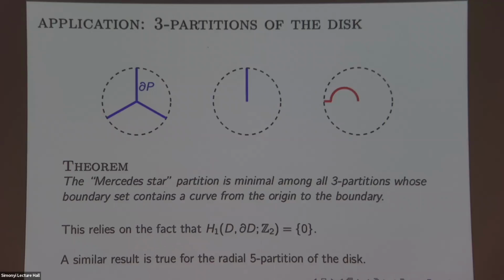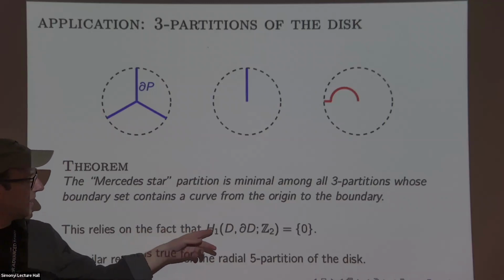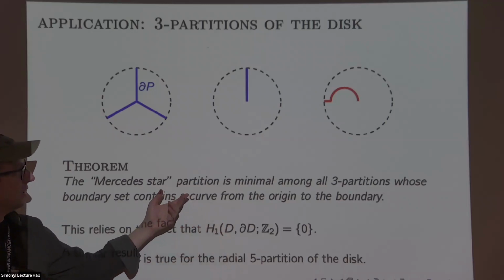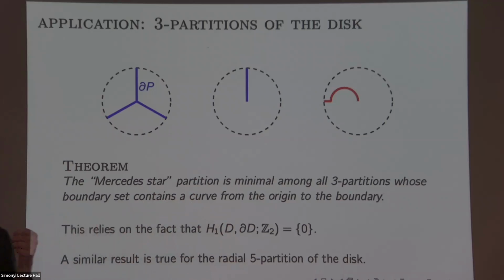And there's not really much to prove there, it follows from the general result. The point here is that if you look at H1 of the disk relative to its boundary, it's trivial. So if you take any two curves from the boundary to the center, those are going to be homologous. That's basically what it boils down to. So once you have all this machinery, you can use basic homological calculations to understand what this homology class of allowable partitions looks like.